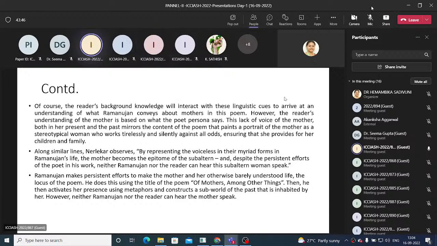So yes, and despite his persistent efforts, the mother remains a subaltern here. And that's Anjali Nelakar's view of this particular poem. And in doing a textual analysis, that's what I've been able to try and prove about what Anjali Nelakar herself has told about the poem.